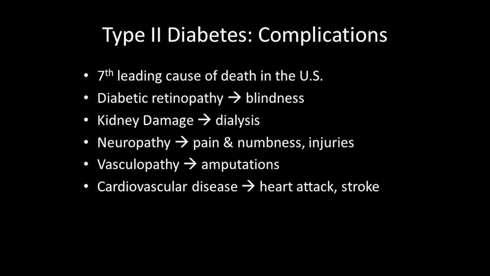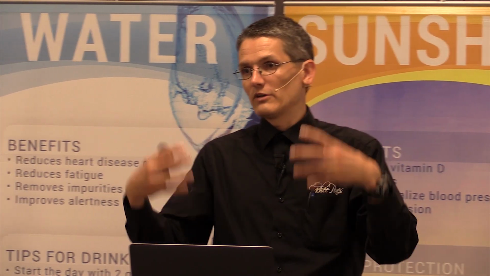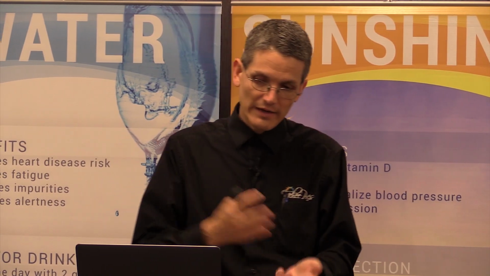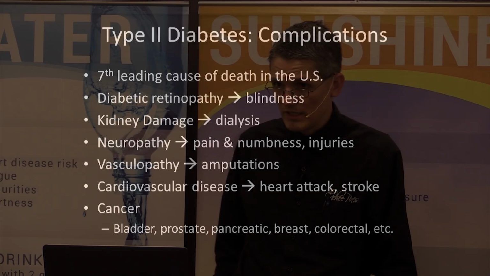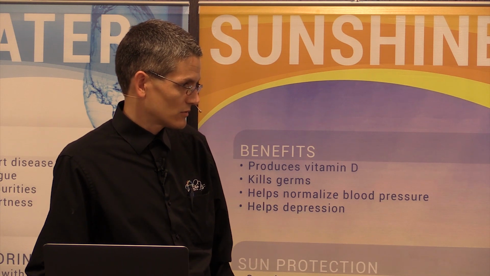And then there's cardiovascular disease associated with it as well. Diabetes speeds up the cardiovascular disease process. About 80% of diabetics die from heart disease, heart attack or stroke. And then cancer. There are a number of cancers that are associated with diabetes, like bladder cancer, prostate cancer, pancreatic cancer, breast cancer, colorectal cancer, and there's more. Why? Because cancer sometimes likes sugar, and when you're diabetic, you've got lots of sugar, so it's a good feeding ground for cancer.